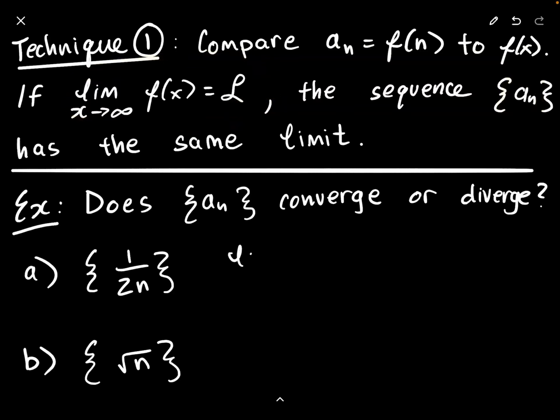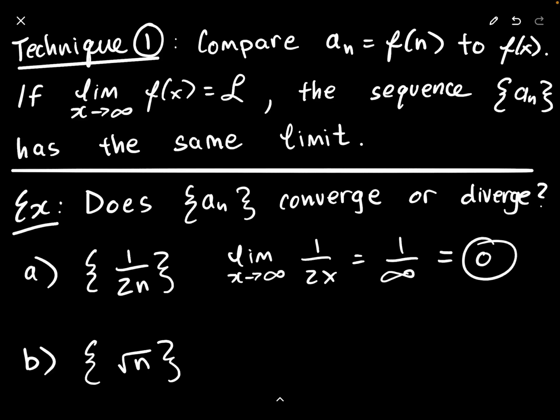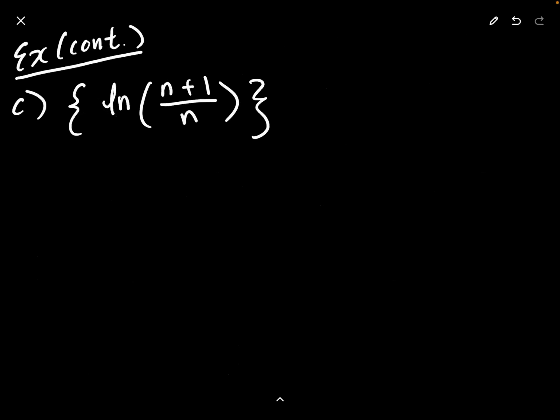So in the first example, we'll check the limit as x becomes large of 1 over 2x. Here we get 1 over 2 times infinity, which is 1 over infinity. So 1 over infinity will be 0. So 0 is a real number, so the sequence converges. Next we have the sequence root n, so we can compare that to root x. So take the limit as x becomes large of root x. That gives square root of infinity, or infinity. So this is divergent.